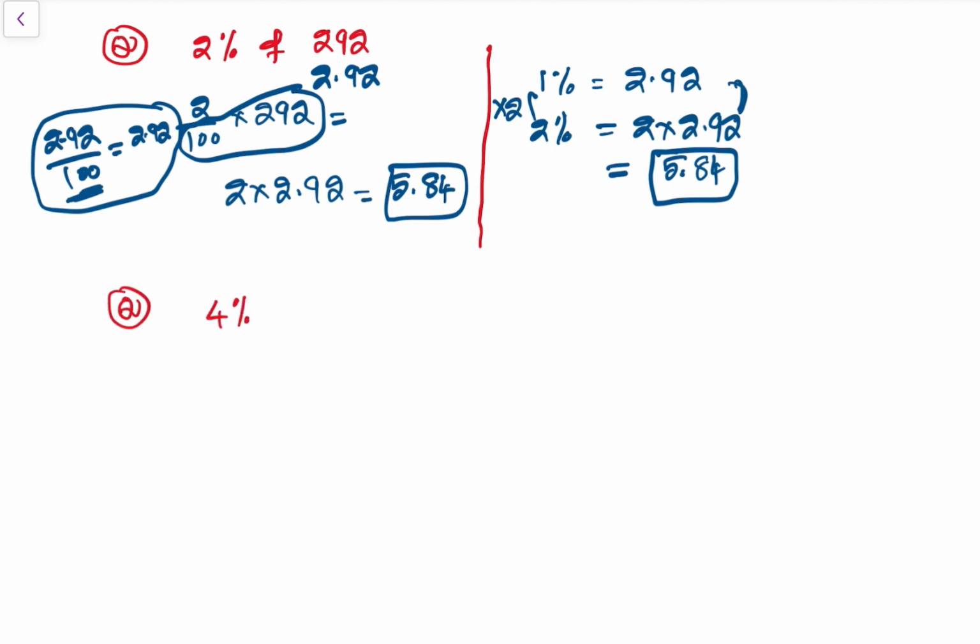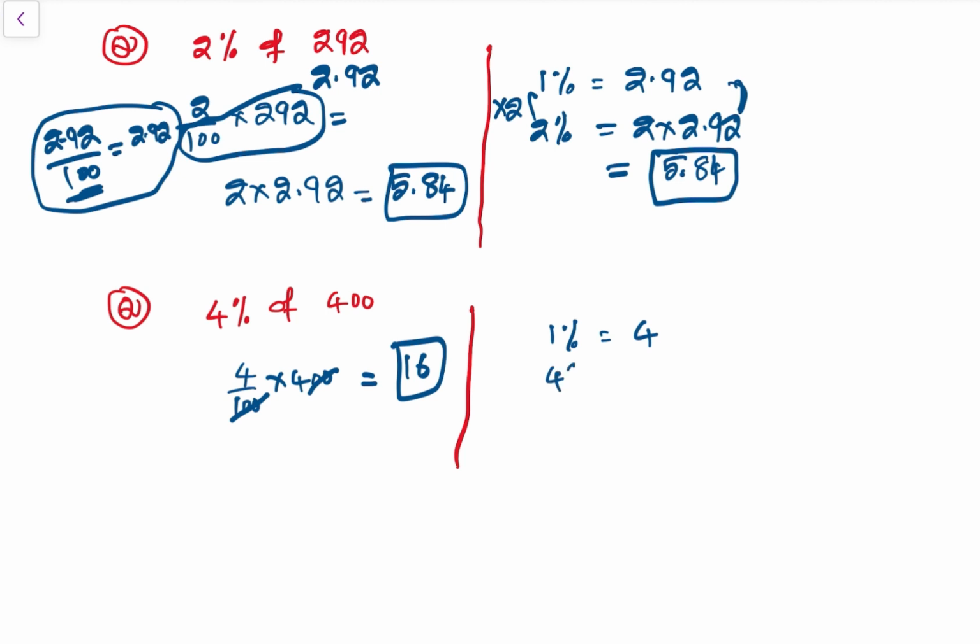दैट इज 4% of 400. 4% of 400. So that is 4 by 100 into 400. ठीक है, so zeros cancel, so 4 4s are 16. So 16 is the normal way of doing it. ठीक है, but our way of doing it is 1% is equal to 4. So 4% is equal to 4 into 4, that is 16.